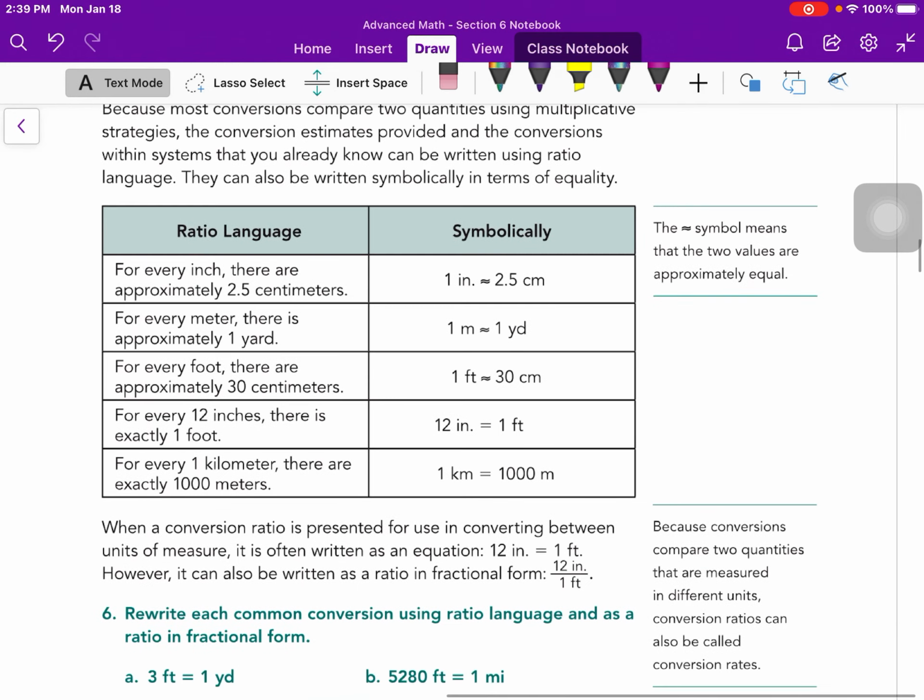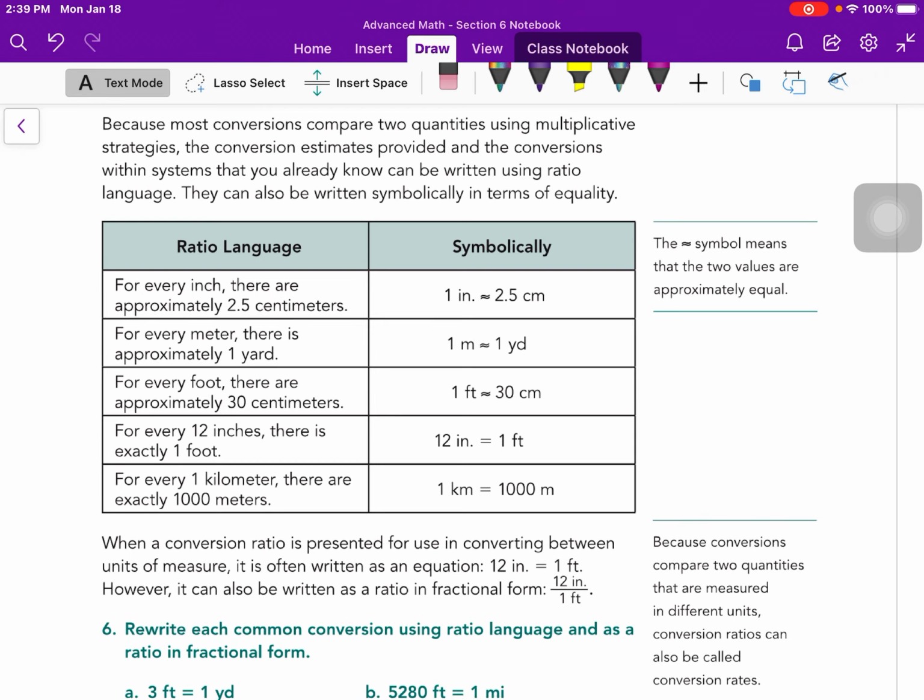Let's move on. Because most conversions compare quantities using multiplicative strategies, the conversion estimates provided and the conversions within systems that you already know can be written like a ratio. They can be written in ratio language, like you see here, or they can be written symbolically, and there they show you what the squiggle lines tend to mean.